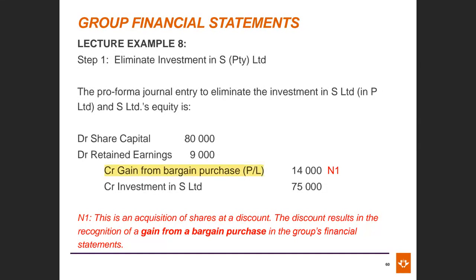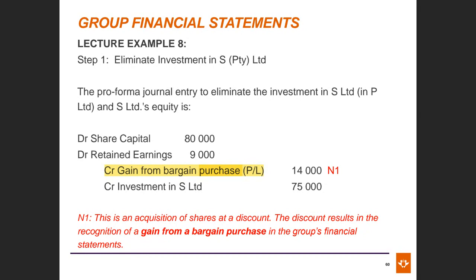Okay, so the gain from bargain purchase is not a non-current liability. When I said it was the opposite to goodwill, it's the opposite situation, okay? The gain from bargain purchase is going to be recorded in your profits, and then it will make its way to retained earnings in your equity. So it's the opposite situation.